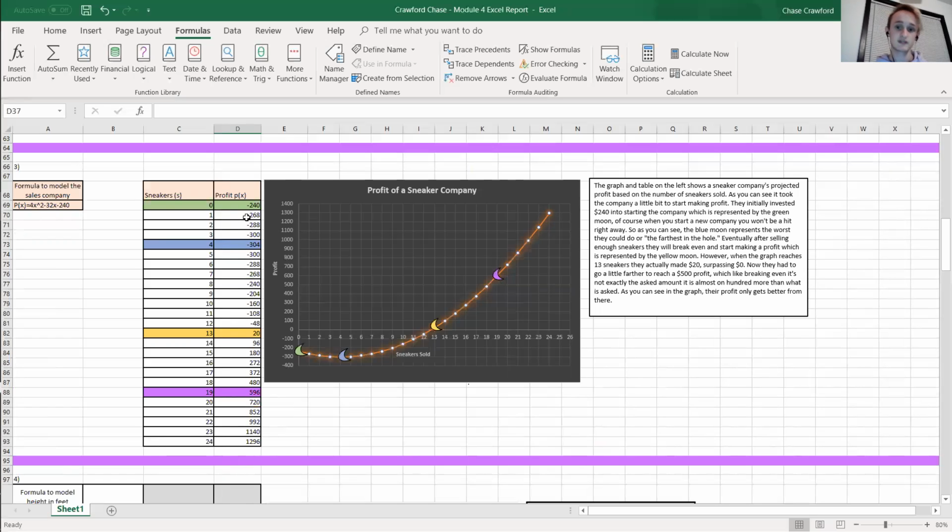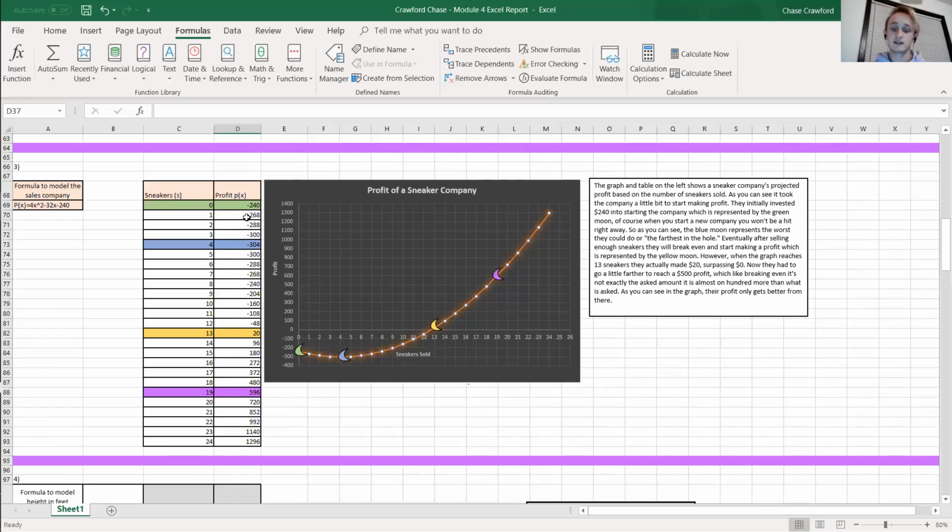Eventually, after selling enough sneakers, they will break even and start to make a profit, which is represented by the yellow moon. However, the graph reaches 13 sneakers. It does not break even at 0. They actually made $20, but you can't sell 12 and a half shoes. You can't sell 12 pairs and then sell just one shoe, because nobody's going to buy just one shoe. That's just not really likely to happen.